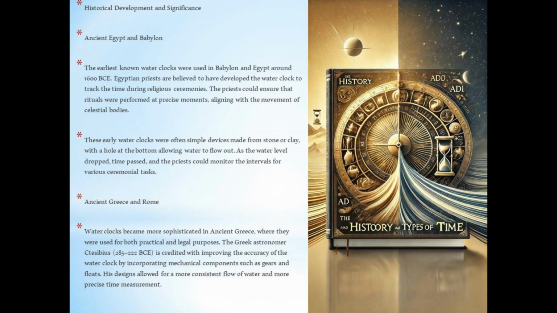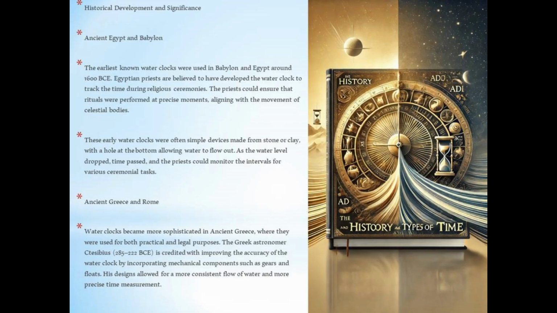Egyptian priests are believed to have developed the water clock to track the time during religious ceremonies. The priests could ensure that rituals were performed at precise moments, aligning with the movement of celestial bodies. These early water clocks were often simple devices made from stone or clay, with a hole at the bottom, allowing water to flow out. As the water level dropped, time passed and the priests could monitor the intervals for various ceremonial tasks.